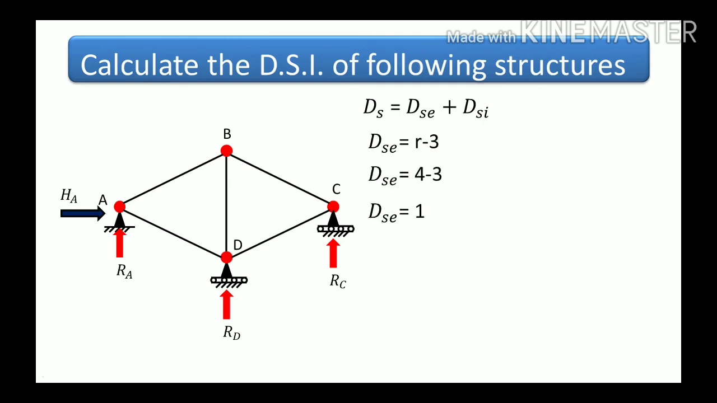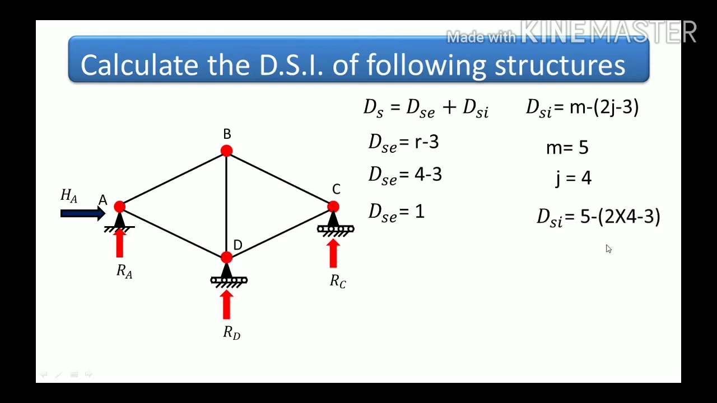Then internal static redundancy, DSI, we know the formula is DSI is equal to M minus in bracket 2J minus 3. So here M is equal to 5: AB, BC, CD and AD, and vertical again BD. So this M is equal to 5. Then J is equal to 4: A joint, B joint, C joint and D joint.